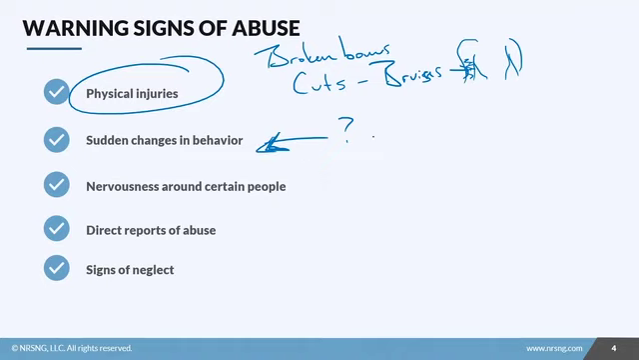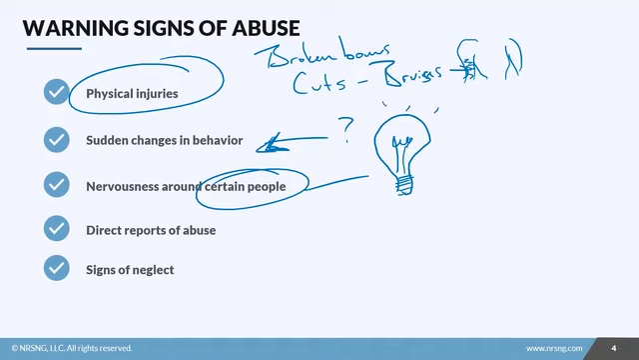So pay attention also to how they act around other people. If you have a patient who is super talkative and bubbly, and all of a sudden one family member walks in and they shut down, you should be getting that light bulb moment, right? That should be turning on, because you should say, hey, I'm seeing these physical injuries. They're talking about these sudden changes in behavior. They're nervous around these people. These are cues for you.